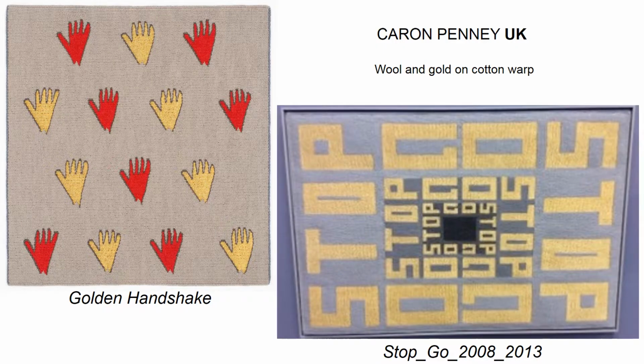Next works are by Karen Penny, another UK-based artist, a British artist, and her pieces are very much a comment on the current global and economic social situation. You can see that with slightly provocative titles like Golden Handshake here on the left, and then Stop Go is very much about the urban landscape and how we see it. It's very much inspired by her time in Manhattan.